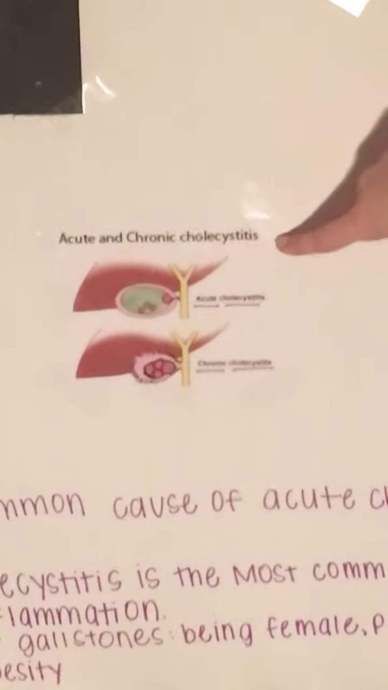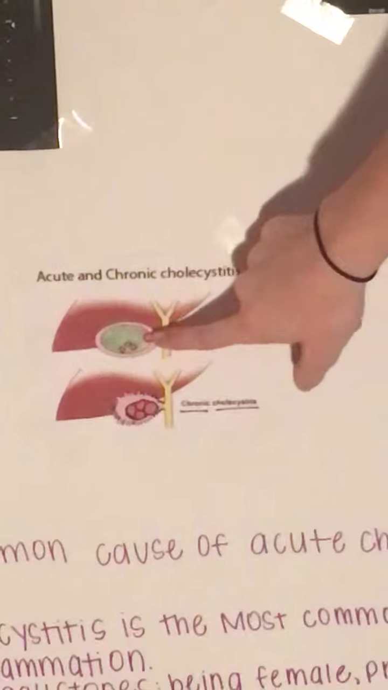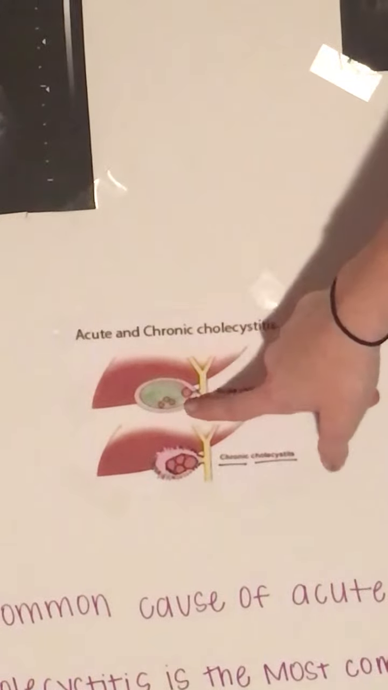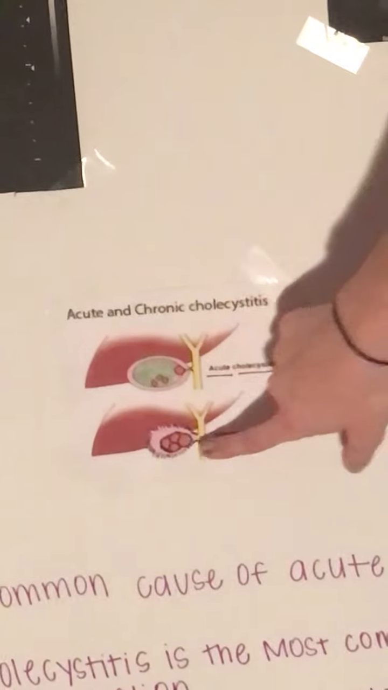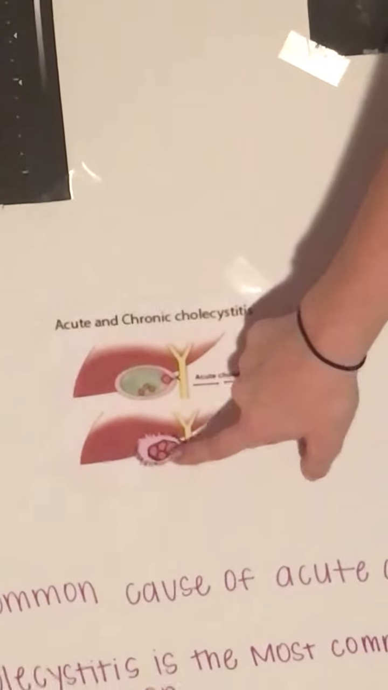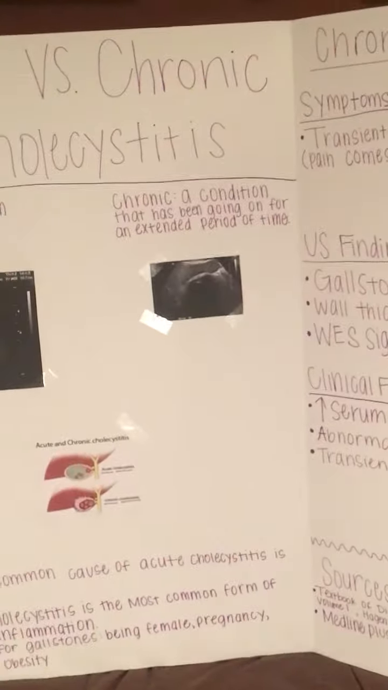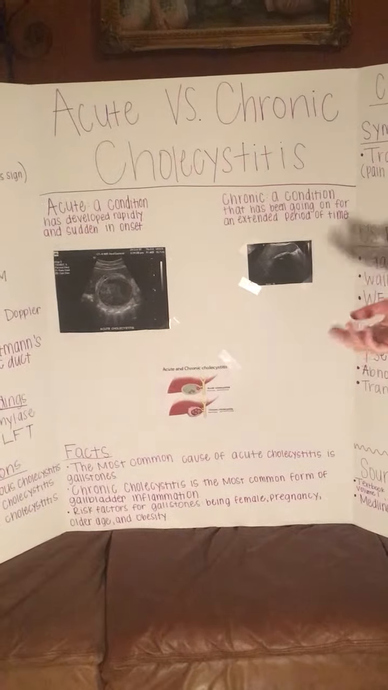There's the picture of it, and then I have another picture here that shows acute and chronic cholecystitis. With acute cholecystitis, it shows here that it may be blocking the bile exiting or entering the gallbladder, and there are a few stones in there that you can see, and the wall is thickened. With chronic cholecystitis, here it shows the packed gallstones, and there will be a lot of posterior shadowing like the image up here.